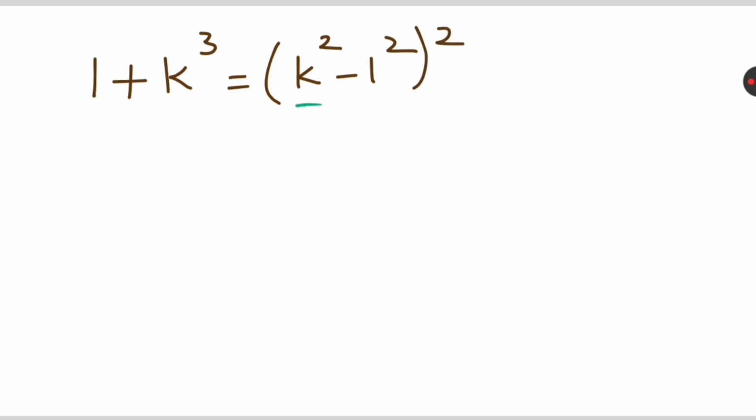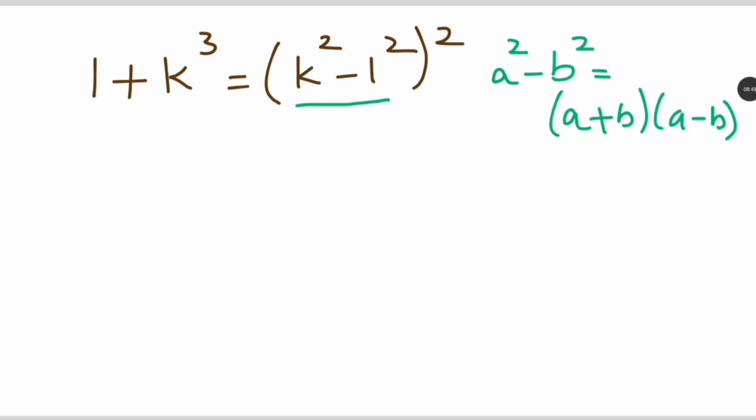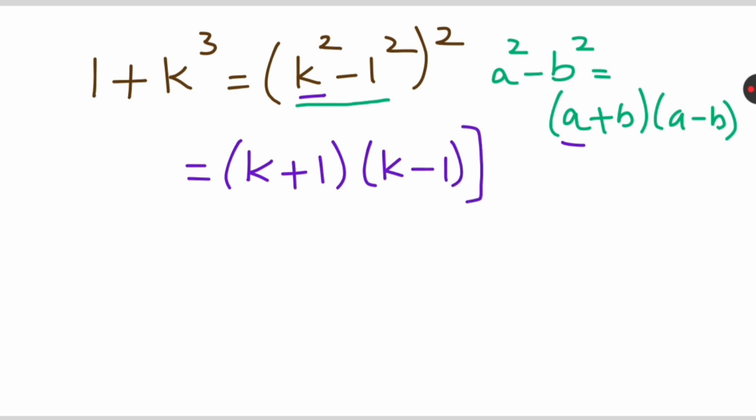Now k power 2 minus 1 power 2 is in the form of a raised power of 2 minus b raised power of 2. The formula is (a plus b) times (a minus b). So the right hand side we can write as, our a is k and b is 1, so (k plus 1) times (k minus 1) whole raised power of 2. The left hand side we have 1 plus k power 3.